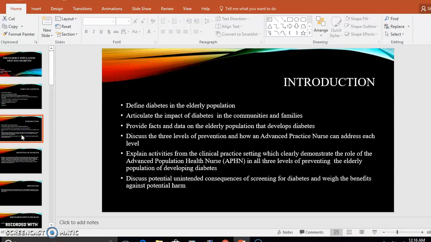I will define diabetes in the elderly population, impact of diabetes in the community and families, provide facts and data on the elderly population that develop diabetes, discuss three levels of prevention and how an advanced practice nurse can address each level, explain activities from the clinical practical settings which clearly demonstrate the role of the advanced practice population health nurse.